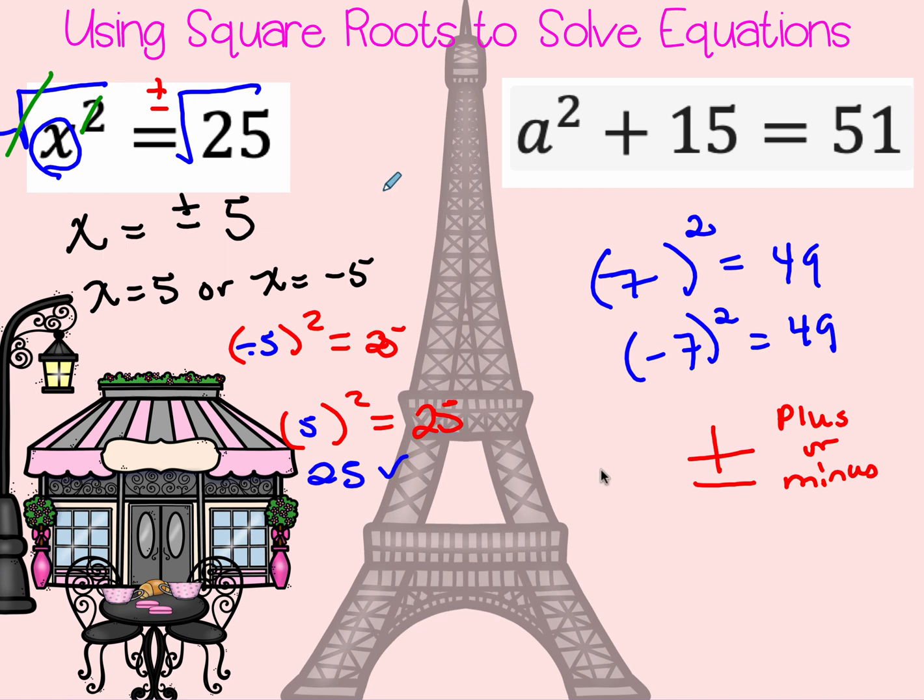So now we verify. A number squared plus 15, is it equal to 51? If I plug in positive 6 and -6, 6 squared is 36. 36 plus 15 is 51. Works. Negative times a negative is a positive, 6 times 6 is 36, plus 15 is 51. And it works. Okay, that's it.